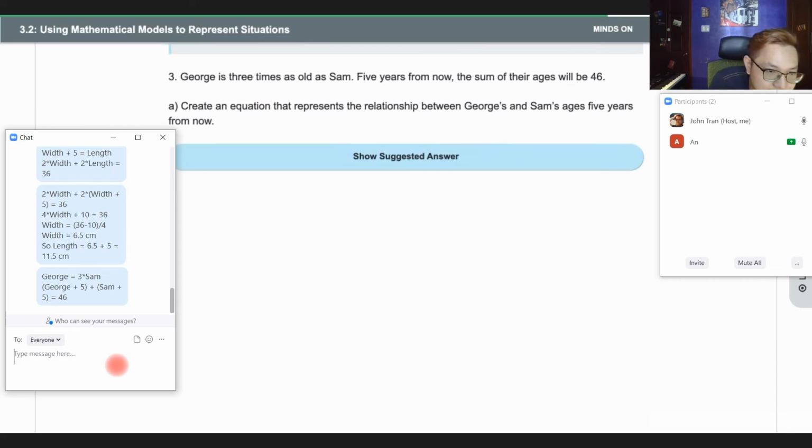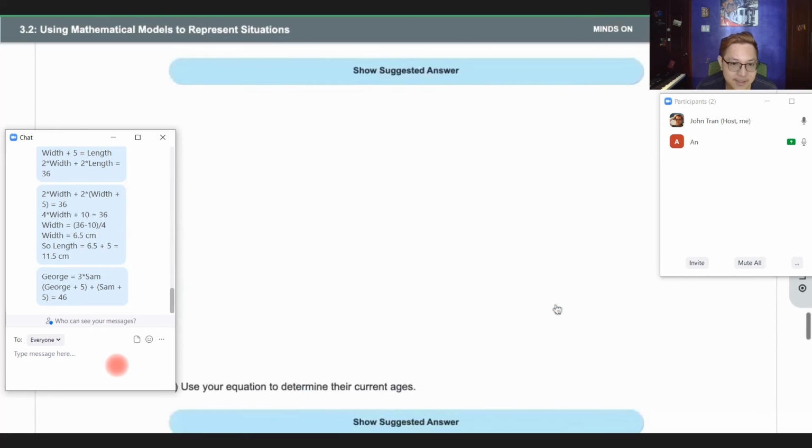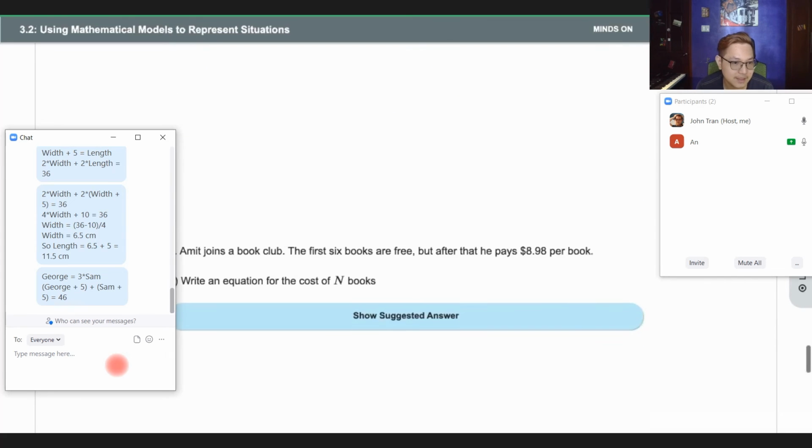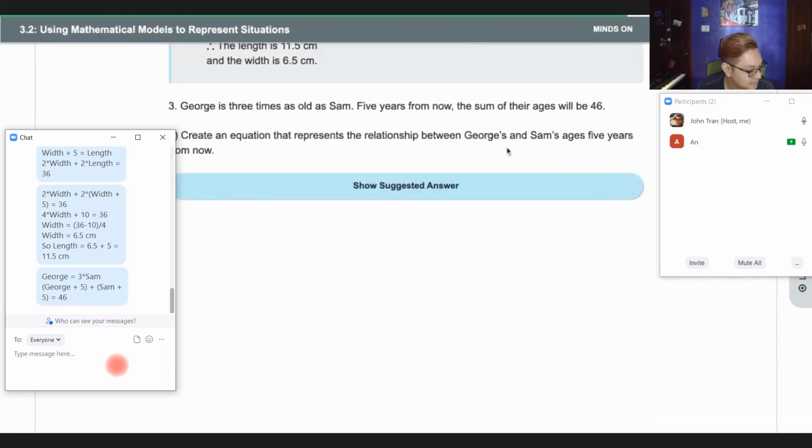Okay, I'll just write it down for you. 5 years from now, everyone ages the same way. Everyone adds their years the same way. So George plus 5 plus Sam plus 5 equals 46. And you have to solve for each of them. But then they ask you to create something that represents a relationship.